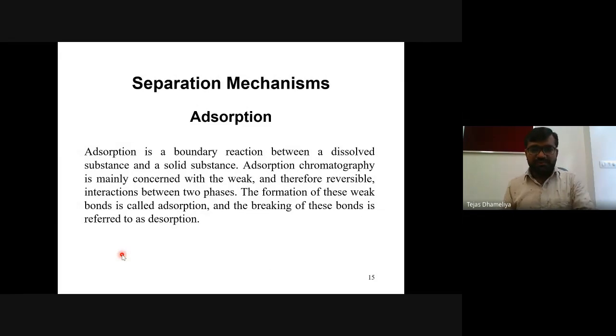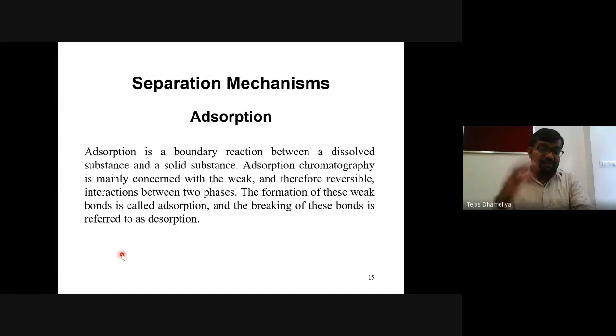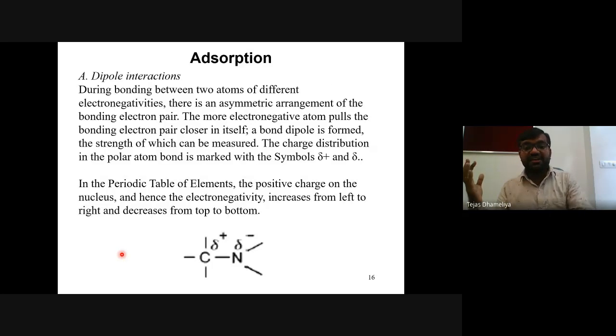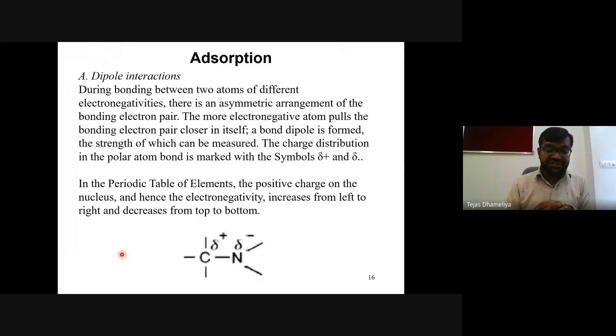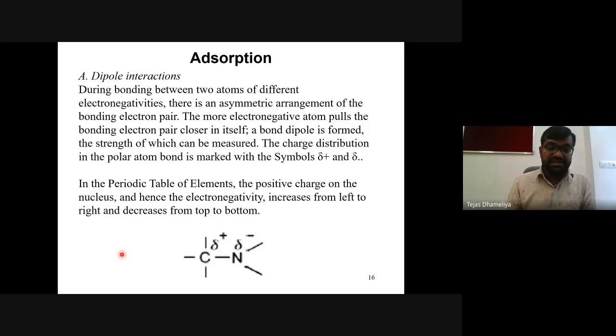Separation mechanism. This is our second session on chromatographic technique. Before we go in depth into this technique, we must have pure knowledge of what are called the separation mechanisms. The first type of mechanism is called adsorption, where a boundary reaction between a dissolved substance and a solid substance is there. So adsorption chromatography is a kind of surface phenomenon, a kind of boundary interaction between the stationary phase, sometimes the mobile phase, or the constituent which is dissolved in the mobile phase.